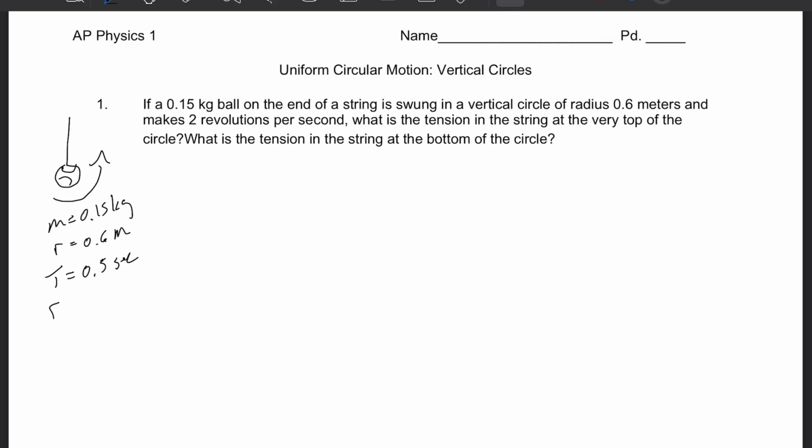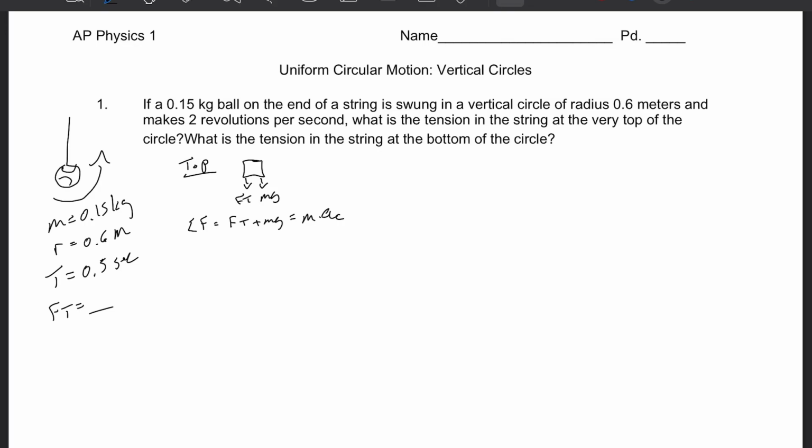We're looking for the tension in the string at the very top and at the bottom, so we're going to set these up separately. We'll start with the top, and then we'll do the bottom. It always helps to start with a free body diagram, so I'll draw one for the top. At the top, my force of tension is down towards the center, and mg, gravity, is always down. My net force equation would add those two forces together because they're going the same direction, and set this equal to MAC.